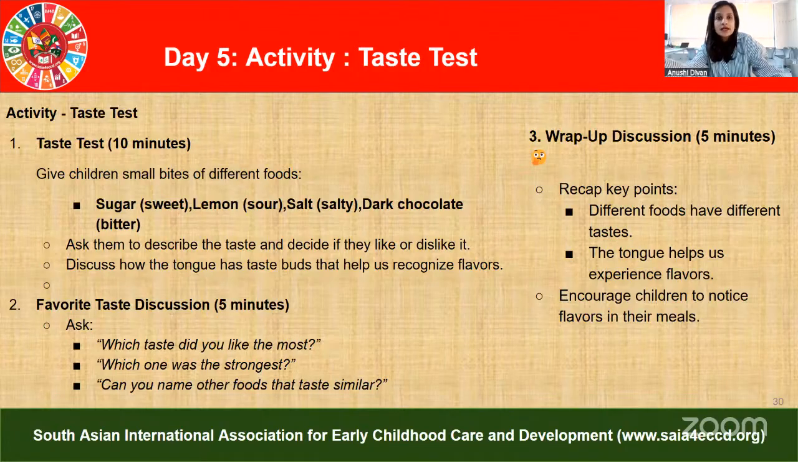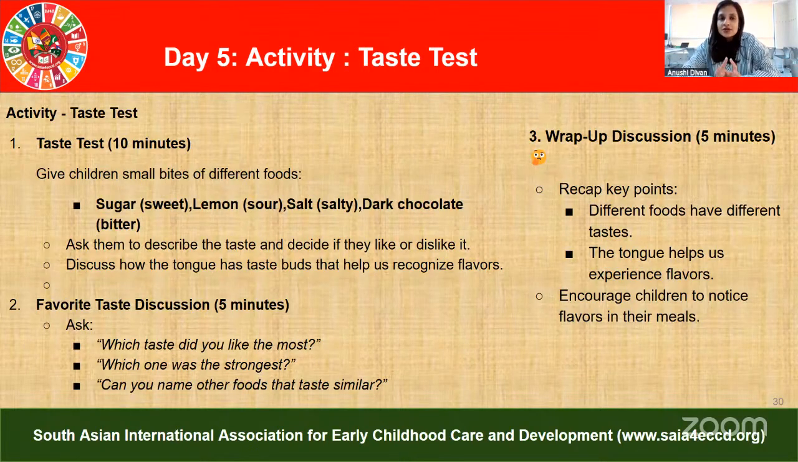Again, you can really build up on this activity. And then you can ask children to link it, like, what did you eat before coming to school? And how do you think that tasted? Was it sweet? Did it have no taste? Was it salty? What was it?